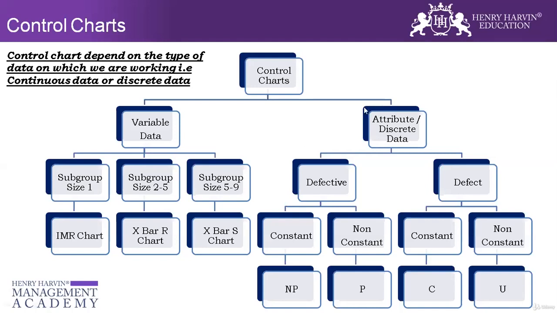If my data is discrete in nature, then there are 2 combinations. Either my customer is measuring me on defective, or my customer is measuring me on defect. Do we know the difference between defect and defective? We discussed during the DPU session in the measure phase. Defective means number of products, so one product can have multiple defects also. Yes, one product can have multiple defects.